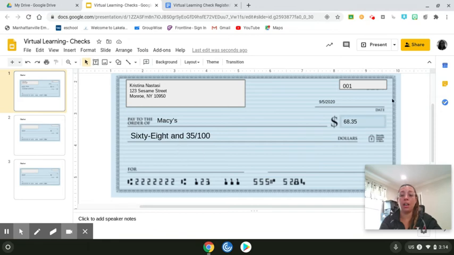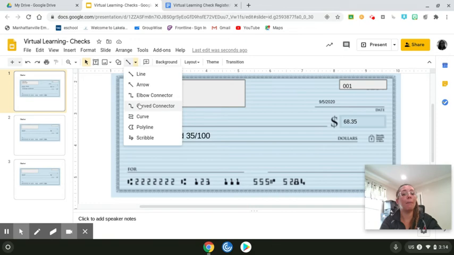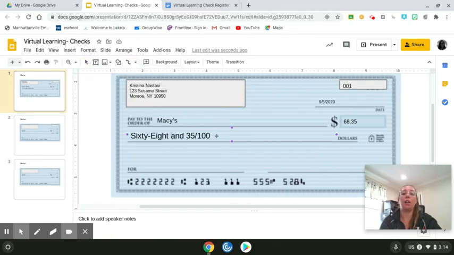This number here and this number here, those two things must match. If they do not match, then the check won't be valid, okay? So you might just take a line or something and fill in that space right over there so that way no one else can add anything to this check, okay?